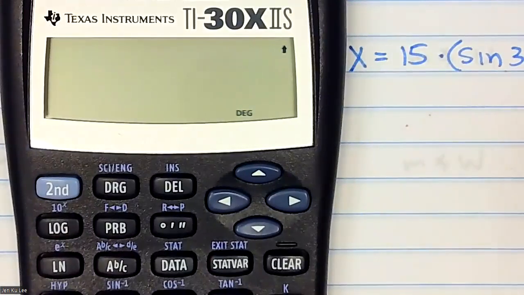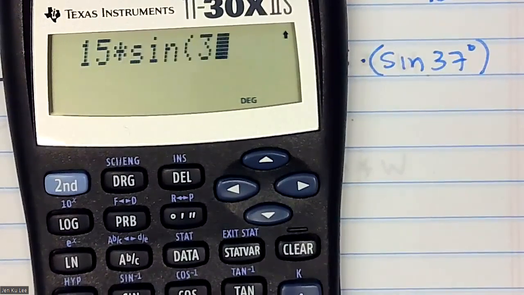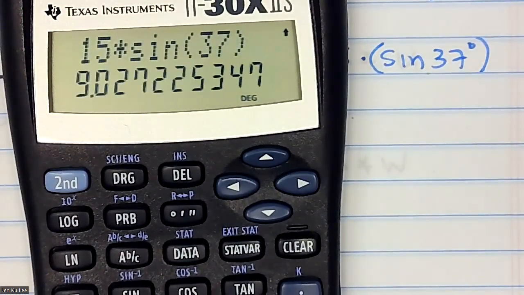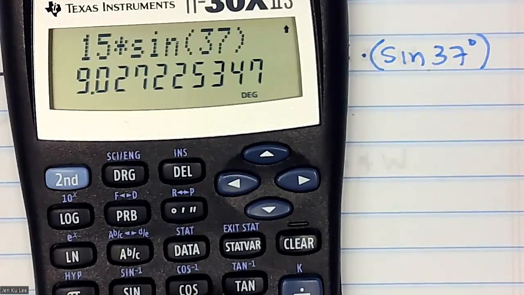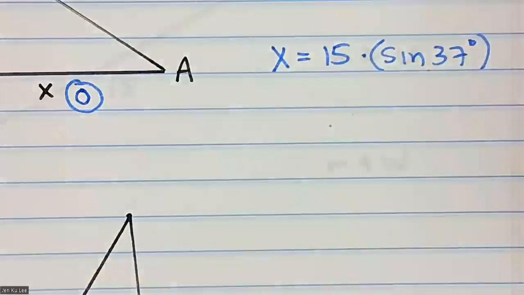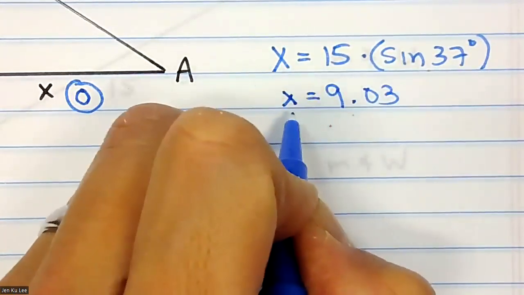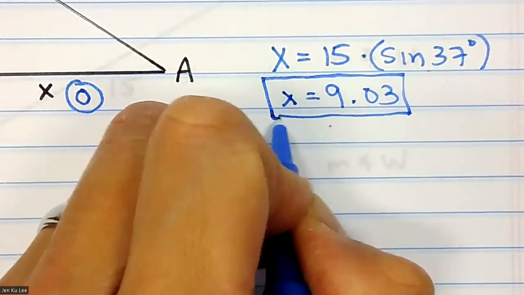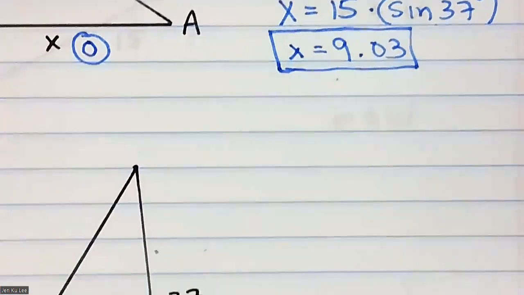So all we're going to do is type that out, 15 times the sine of 37, 9.02. And if I tell you to round it to the nearest hundredth, 9.03. So x is going to equal 9.03. Cool? Let's try another one.